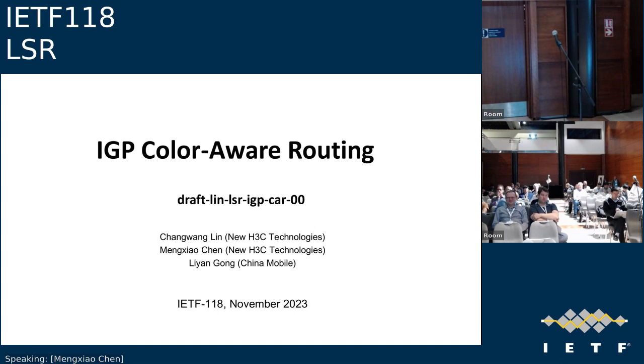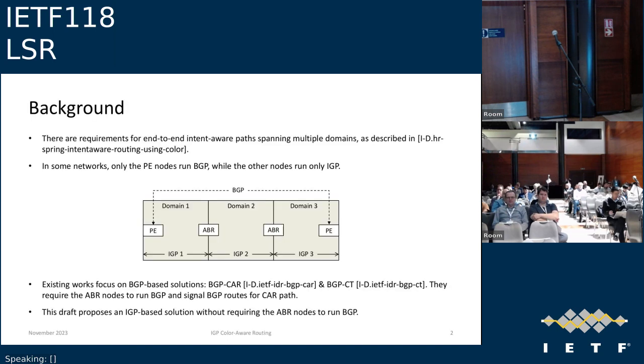Hello, everyone. This is Meng Xiao from New H3C Technologies. This presentation is about IGP color-aware routing. It may also be referred to as IGP CAR. There are some IGP-based networks in which only the PE nodes run BGP, while the other nodes run only IGP. Existing works such as BGP CAR and BGP CT focus on BGP-based intent-aware solutions.